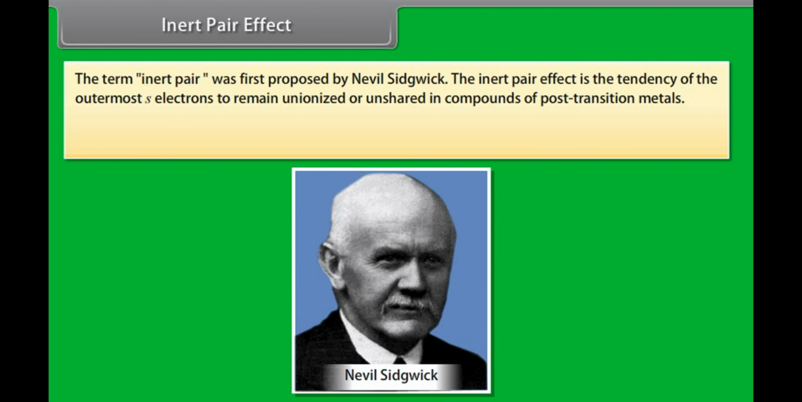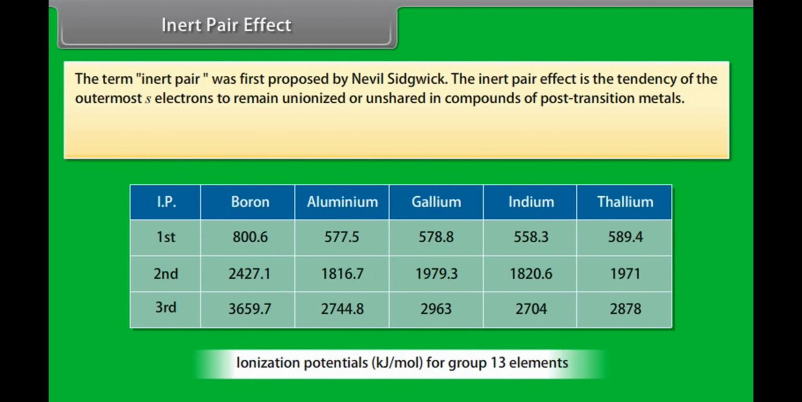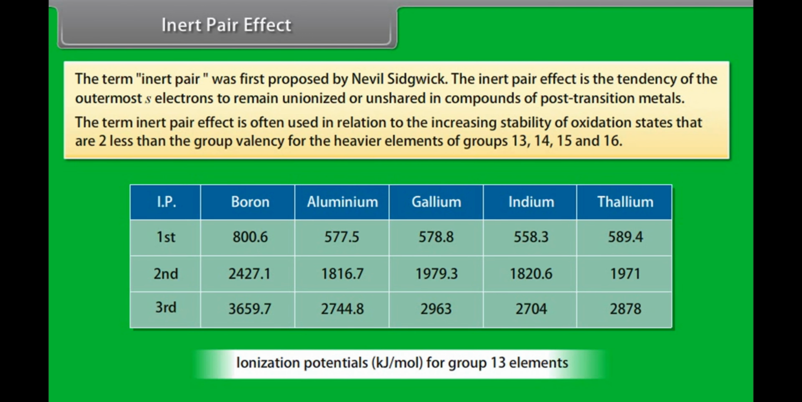Inert pair effect. The term inert pair was first proposed by Neville Sidgwick. The inert pair effect is the tendency of the outermost s electrons to remain unionized or unshared in compounds of post-transition metals. The term inert pair effect is often used in relation to the increasing stability of oxidation states that are 2 less than the group valency for the heavier elements of groups 13, 14, 15 and 16.